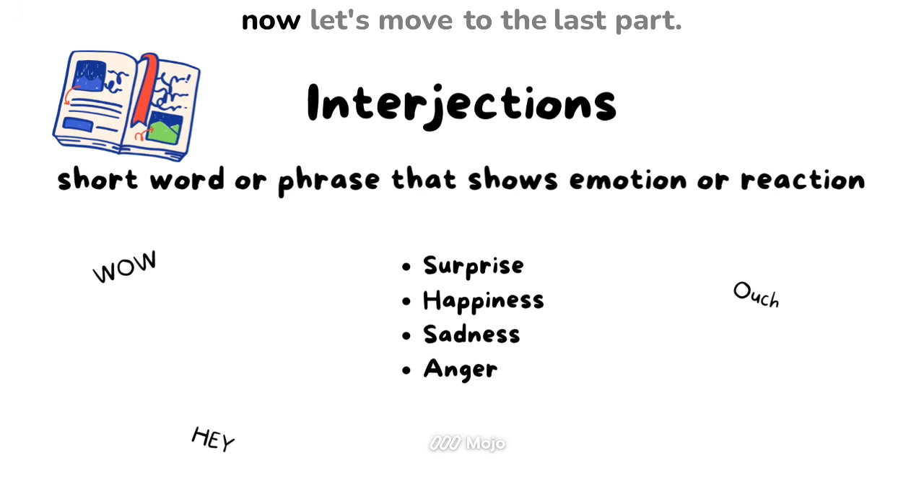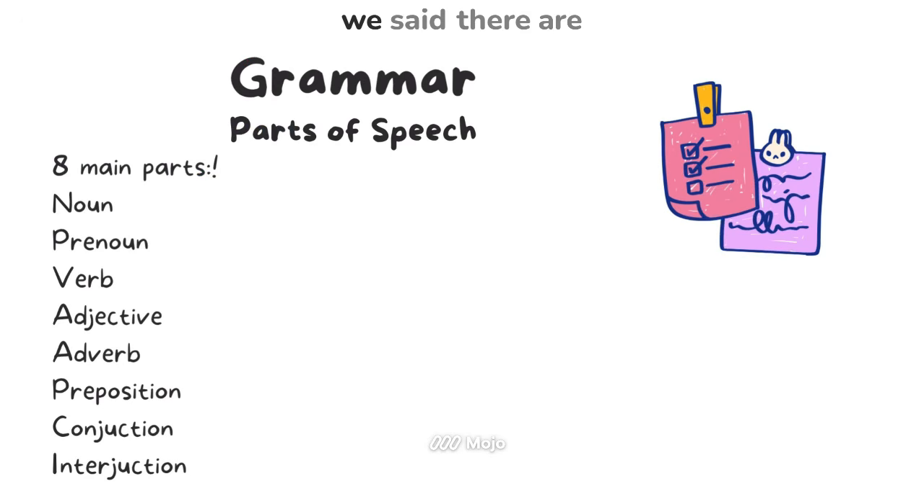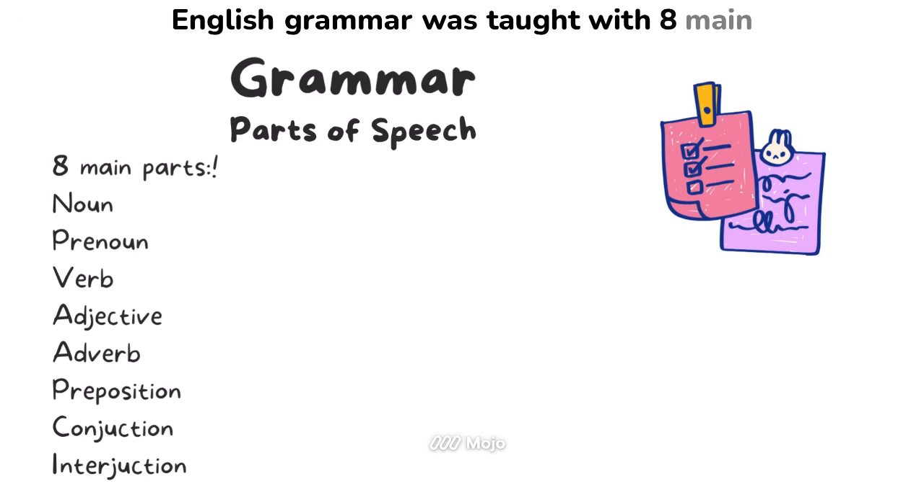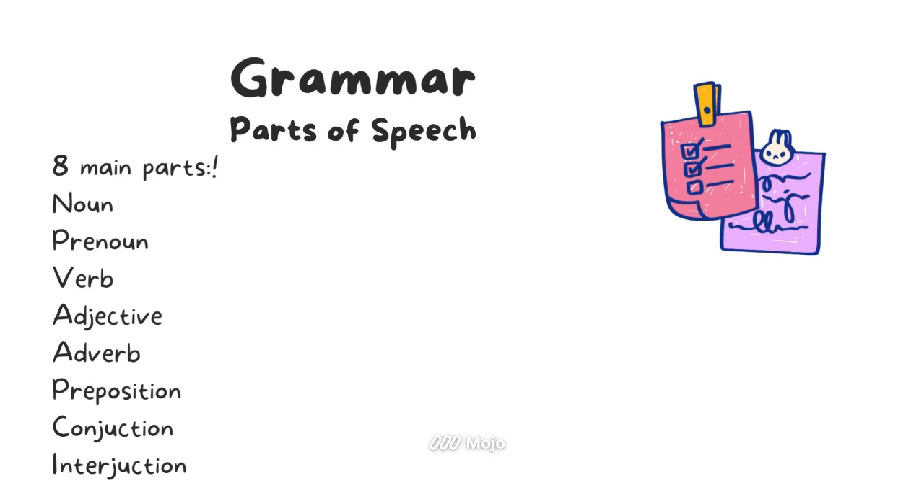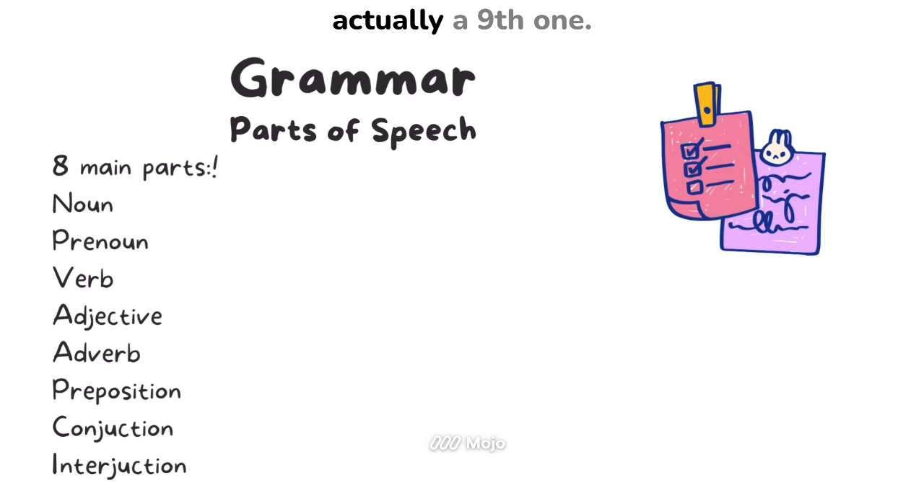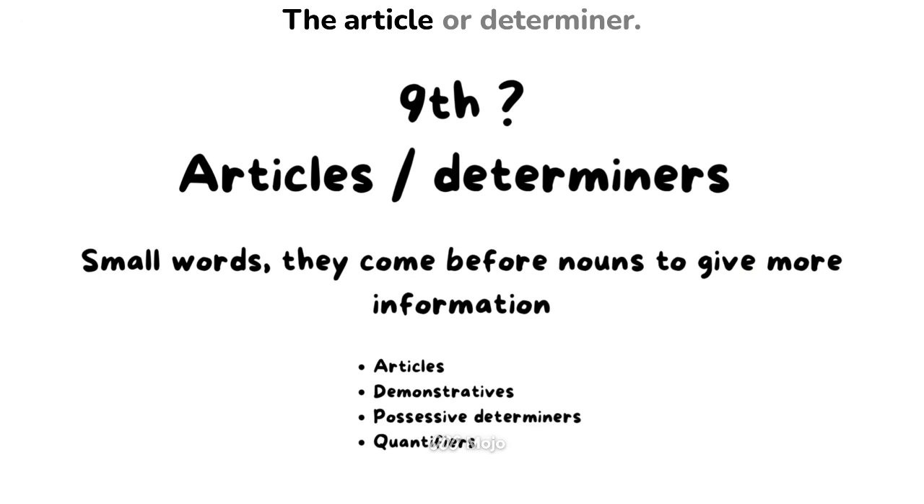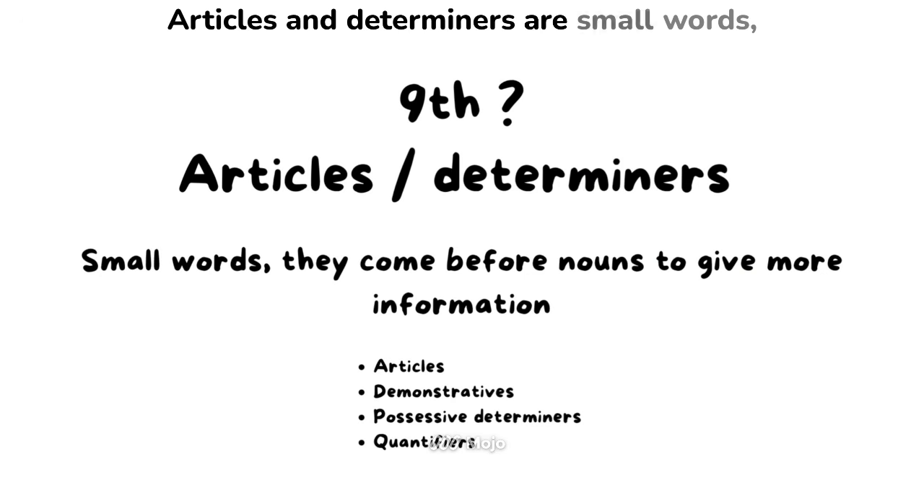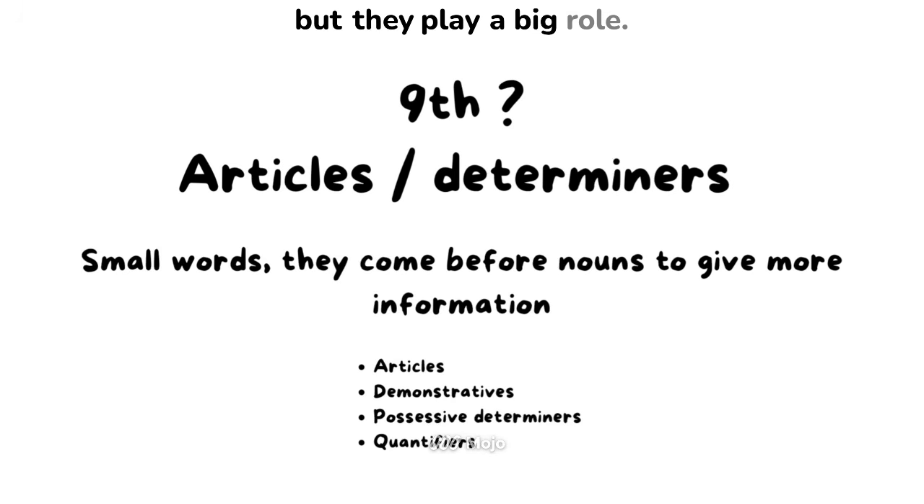Alright, now let's move to the last part. A little twist. At the beginning, we said there are 8 parts of speech, right? Well, that's because traditionally, English grammar was taught with 8 main categories. But many modern grammarians consider there's actually a 9th one, the article or determiner. Exactly. Articles and determiners are small words, but they play a big role.